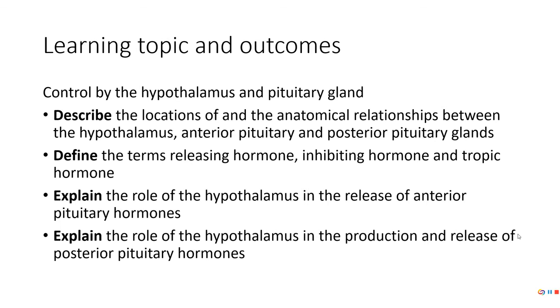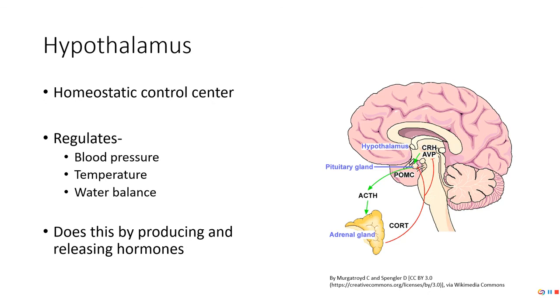So when you think of the hypothalamus, think of it as the place where homeostasis is controlled or regulated. Okay, and it does this by regulating 3 main things. It does other things, but these are the 3: blood pressure, temperature, and water balance. And if you think about it, blood pressure and water balance are very related.